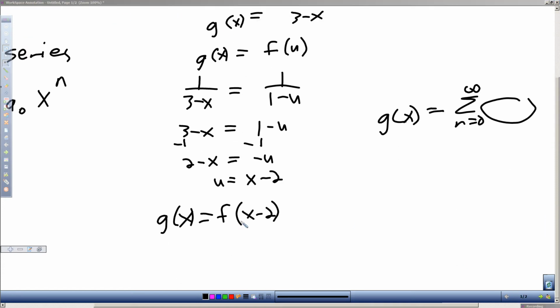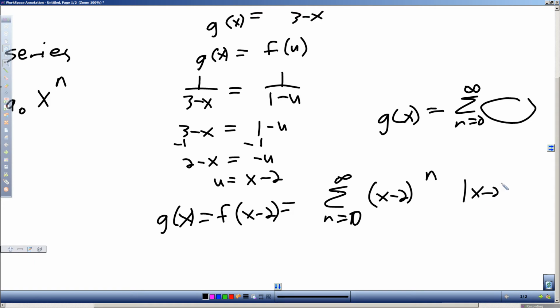The infinity above the sigma, is that constant or linear? It's infinity. So, I'm going to rewrite this as f of x minus 2 is equal to the sum n equals 1, or not 1, 0 to infinity of x minus 2 to the n. And I'm going to say our rule was x minus 2 has to be less than 1.